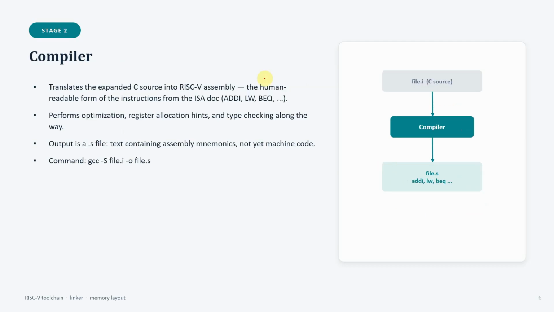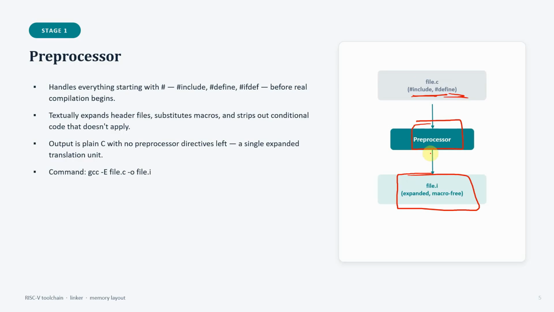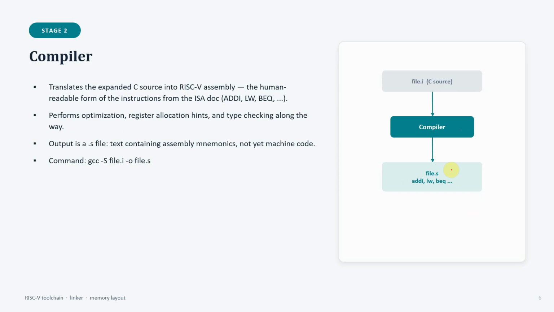Next is the compiler. After the preprocessor has done its job, the .i file will be generated, and using this .i file, the compiler is going to compile it and generate the assembly file. The compiler translates the expanded C source into RISC-V assembly, which is nothing but a human-readable form of instructions from the ISA doc. This is what we are going to learn in our future sessions. We are going to learn about the instruction set architecture and see the different kinds of instructions, which are human understandable. And that is what my compiler is going to do.